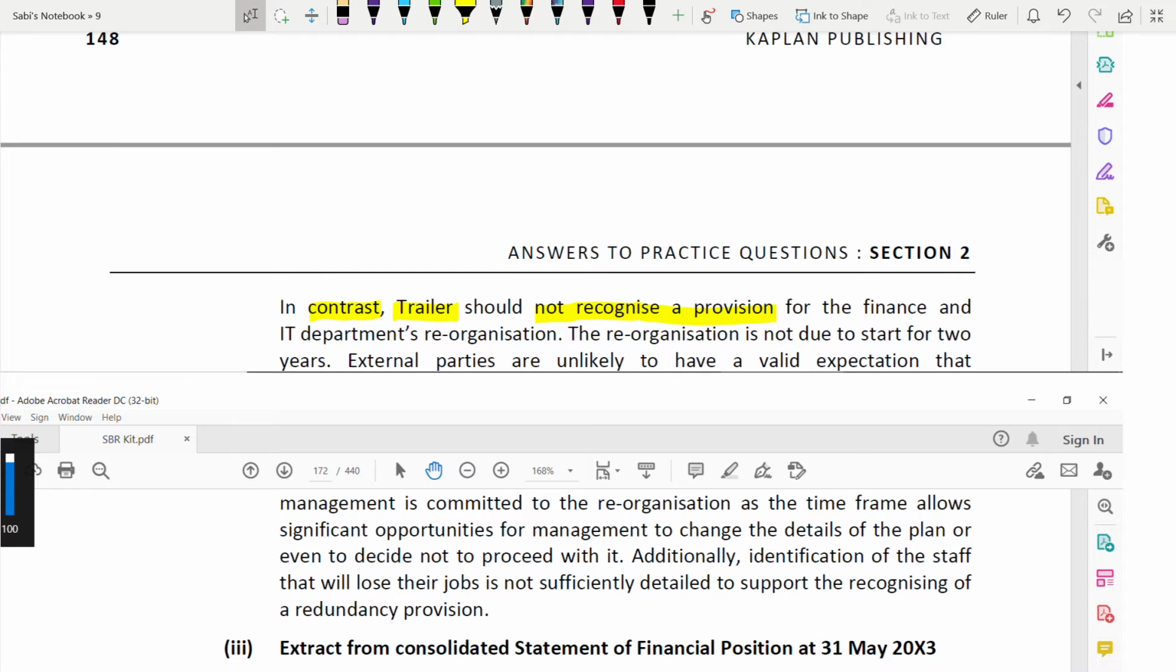So if something is not recognized, don't leave it like that. It's not that you say okay, it's not recognized, so I don't write it anywhere. No, you need to write that it should not be recognized and why it should not be recognized. So it should not recognize a provision for what? Finance and the IT department's reorganization. For reorganization, there is no provision.